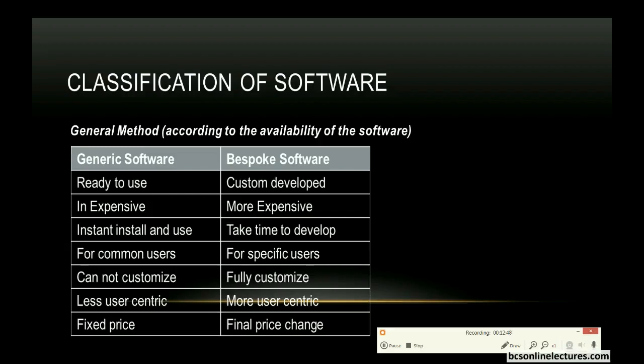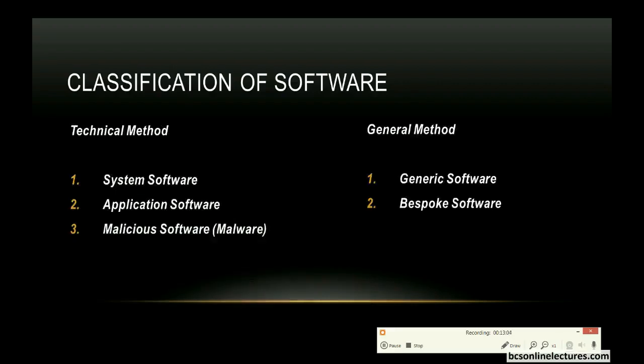Now, the generic and bespoke software these are the type of classification based on the availability of the software. The second type of classification is based on more technical aspects. Right? This is the general method. The second type of classification is based on more technical aspects. As we discussed earlier, we can mainly divide software into three categories in the technical method: system software, application software, and malicious software.